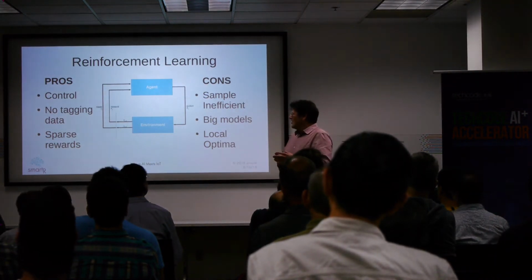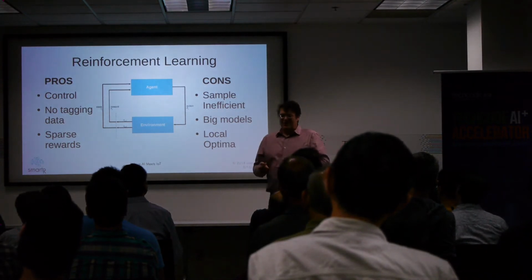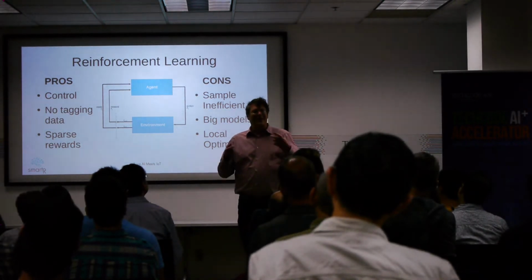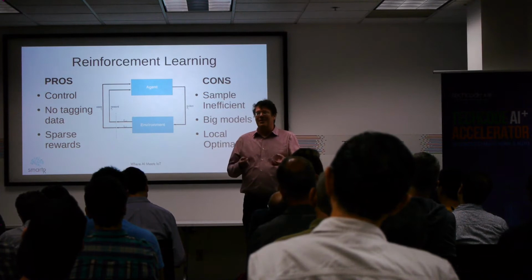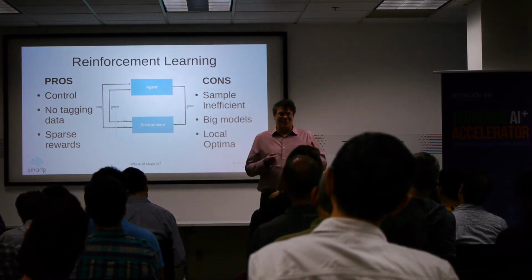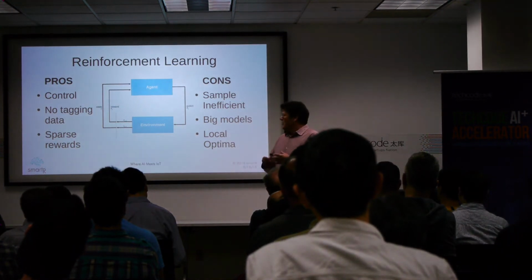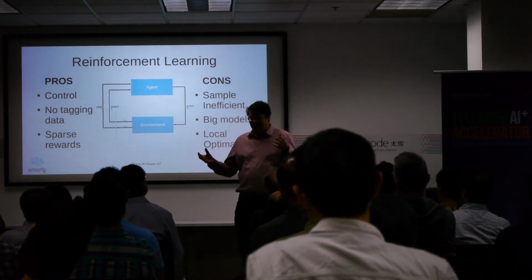So for all of its strengths, it's got some pretty significant weaknesses currently. The first one is it's very sample inefficient. If you look at when it's playing a video game, it might need 10 million, even 100 million frames before it actually gets decent at playing a game. And that's a lot of data to try and collect in the real world if you're doing something with robotics.